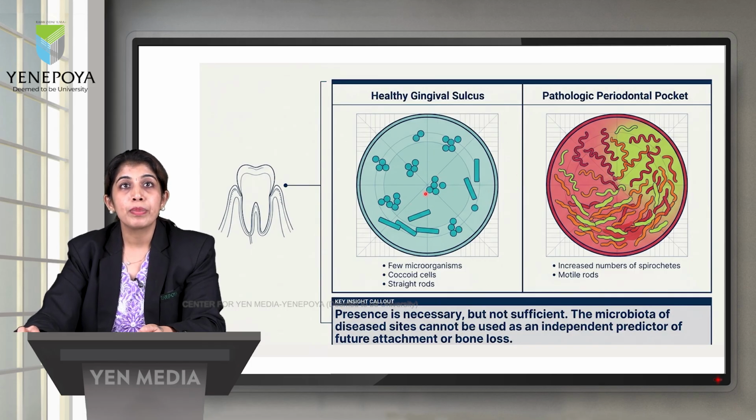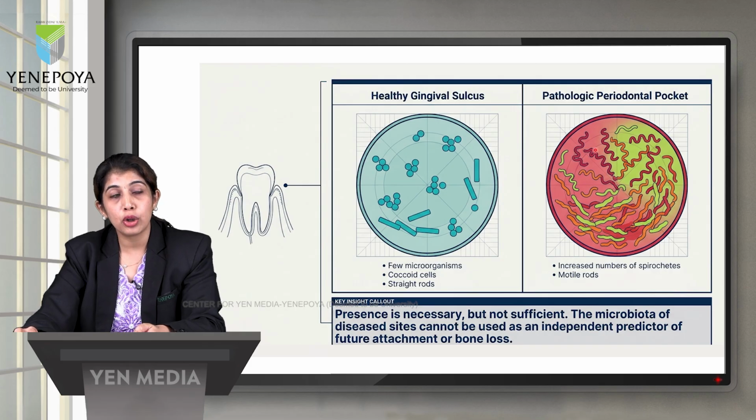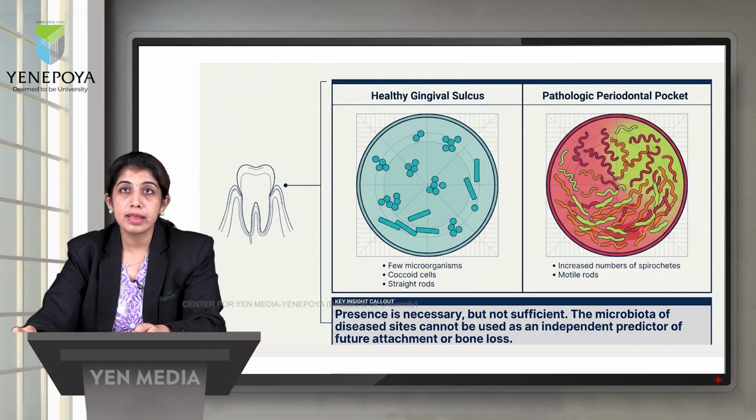So there is no pathology happening in a healthy sulcus. However, when you have a periodontal pocket, the microorganisms change. That is, from aerobic they become anaerobic, from gram positive they become gram negative, and there are more spirochetes and motile rods. However, the mere presence of these bacteria is not responsible for future attachment or bone loss.